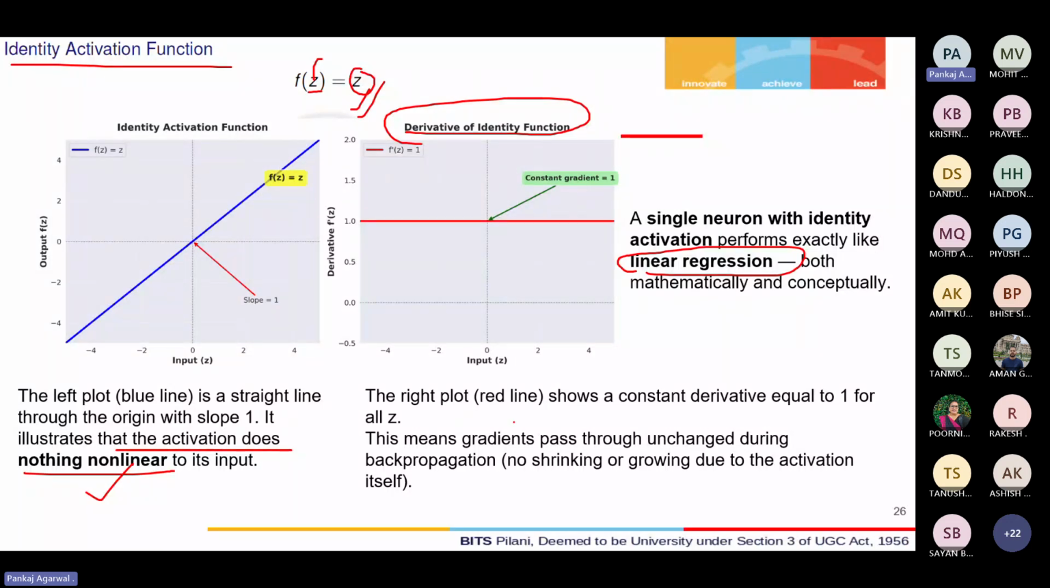So over here you can see if I take a derivative of it, it would reduce to one, right? It would make it a constant because obviously this was linear itself. So if I take a derivative with respect to z, it would result in one. So it shows a constant derivative equal to 1 for all z's. So this means what? The gradient passes through unchanged during the backpropagation. That is when the error was backpropagated.